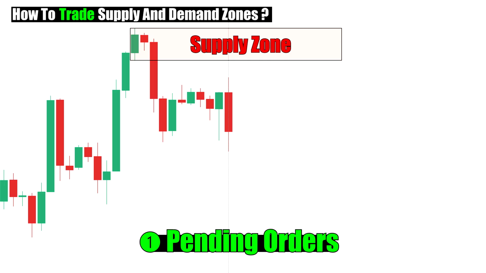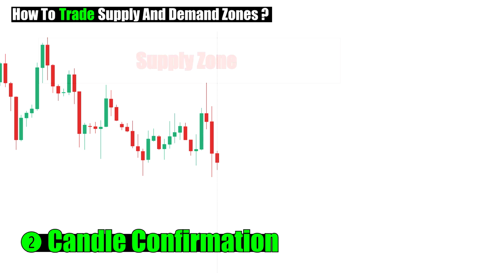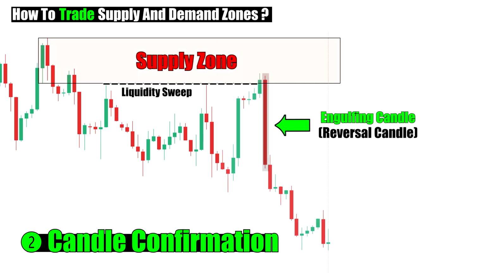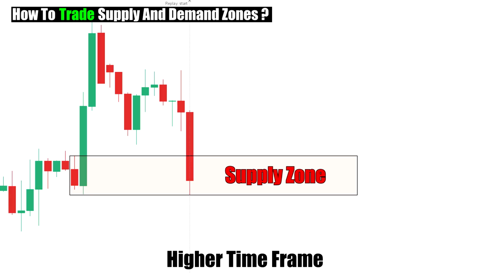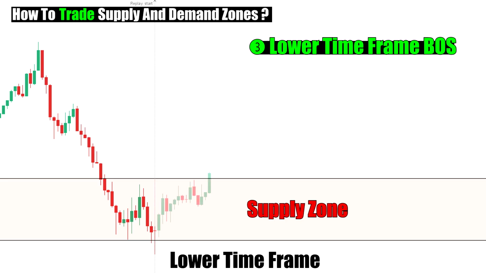1. Limit order. Simply place a pending order at the zone and let the market fill you. 2. Candle confirmation. Wait for a clear reversal pattern at the zone, works best when combined with a liquidity sweep. 3. Lower time frame break of structure. Drop to a lower time frame and wait for confirmation via a microstructure shift. This offers tighter entries and better risk reward.